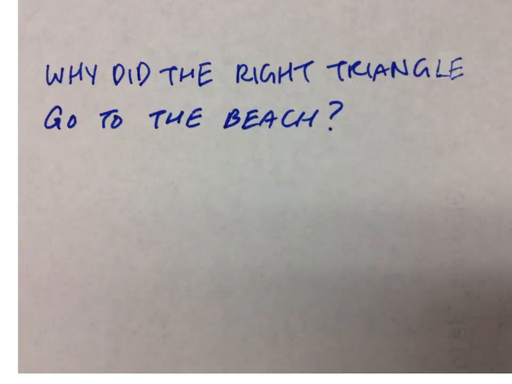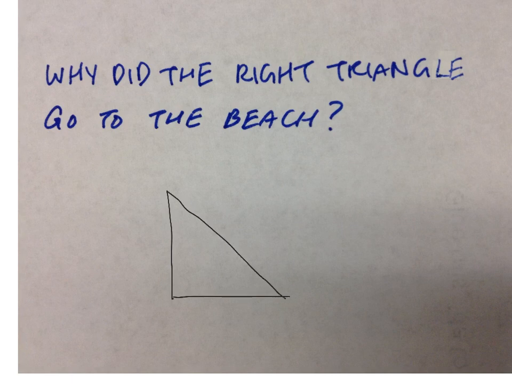Alright, and finally we made it to the end of the video for our very cool math problem. Why did the right angle go to the beach? If you don't know what a right angle or a right triangle is, it's basically a triangle that looks like that. And the answer is because it was 90 degrees and it was too darn hot. Ha ha ha.